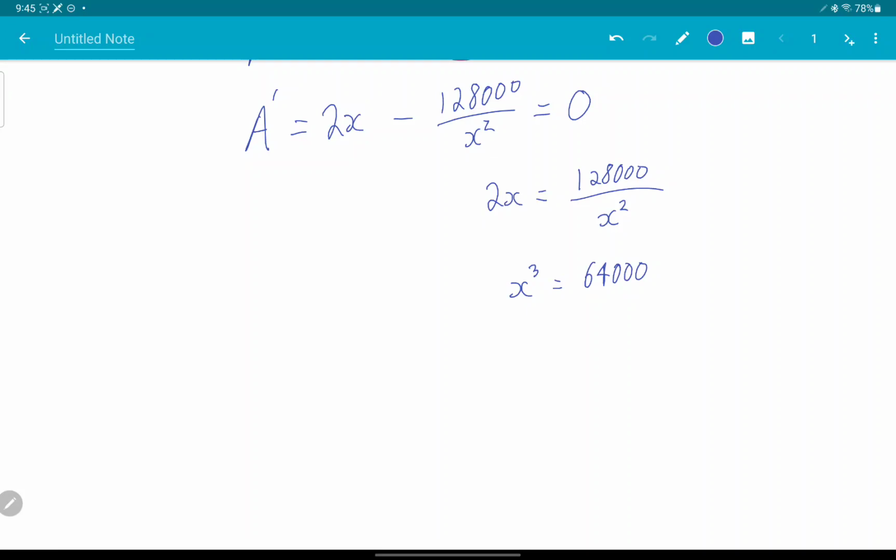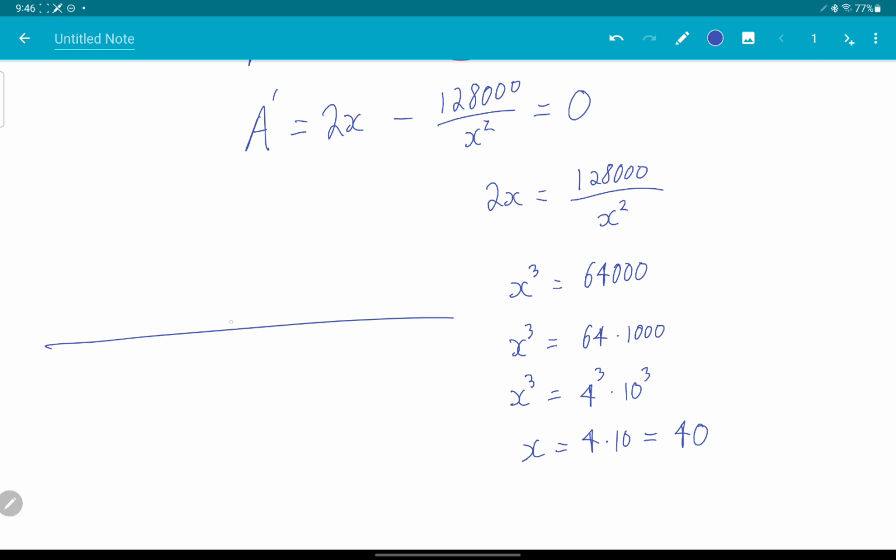Now, you may think you need a calculator, but you do not. 64, well, sorry, it's 64 times 1,000, right? I did that because I know this is a cube, and this is also a cube. 64 is 4 cubed. 1,000 is 10 cubed. So x is going to be just 4 times 10, which is 40.